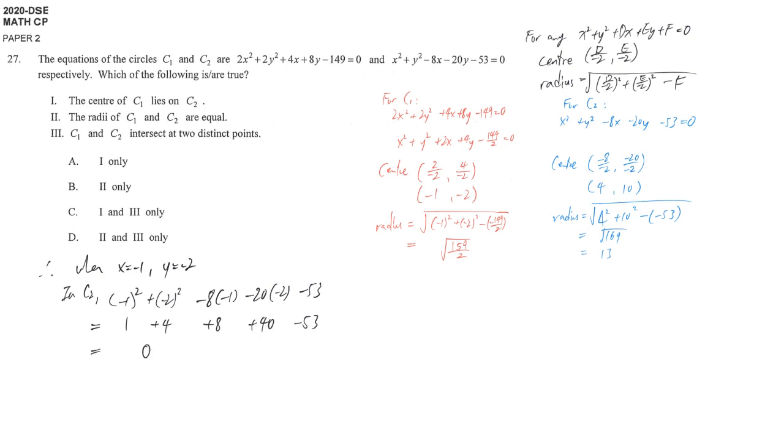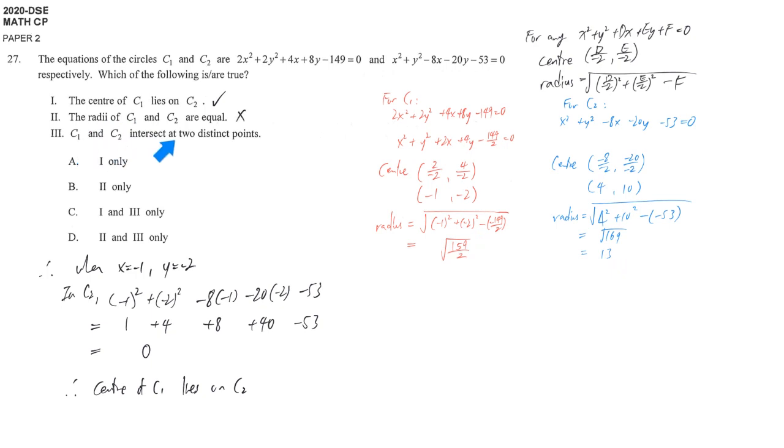Oh, it's really equal to 0, which means that it's fulfilled this requirement. At that position, the left hand side will equal the right hand side. Therefore, we say that it lies on. We accept the first statement. The second one, the radii of C1 and C2 are equal, are definitely not equal. This is much smaller. 2 is wrong.